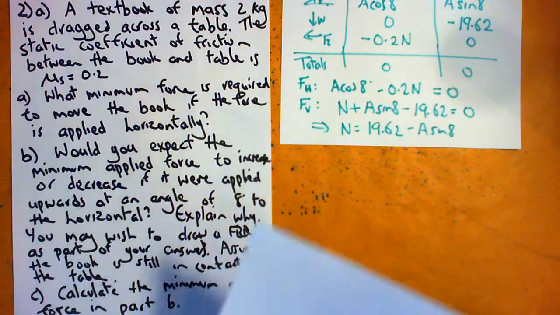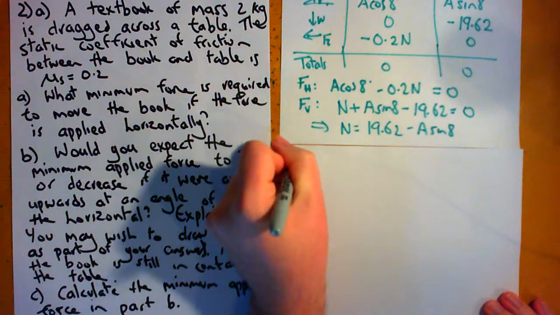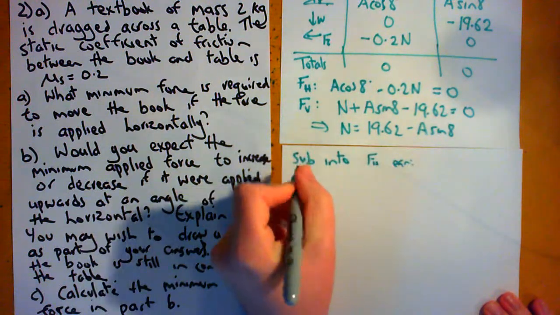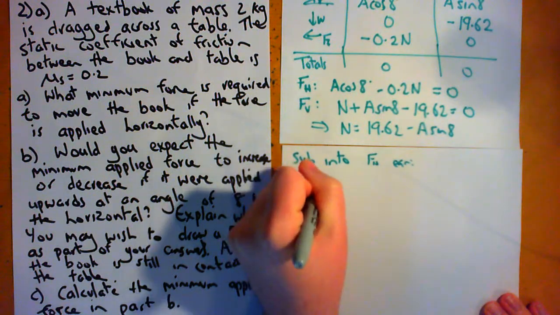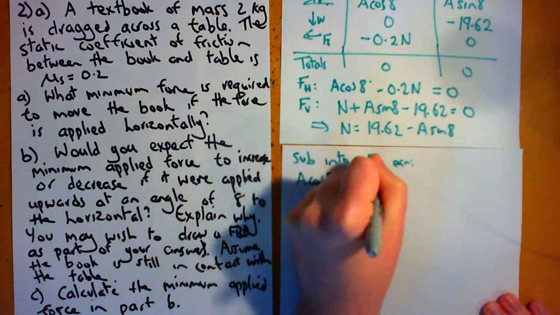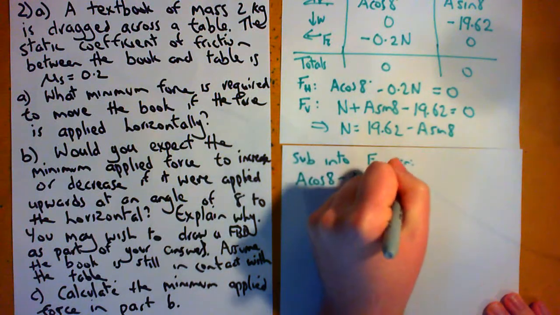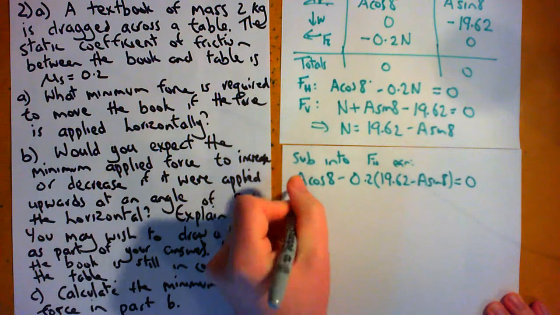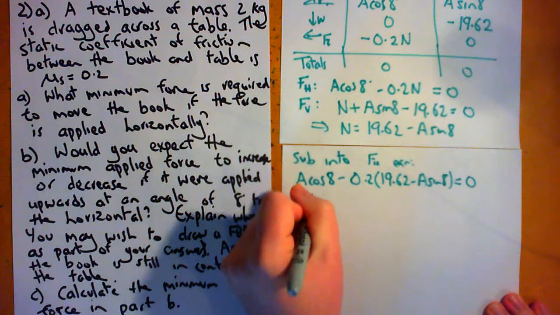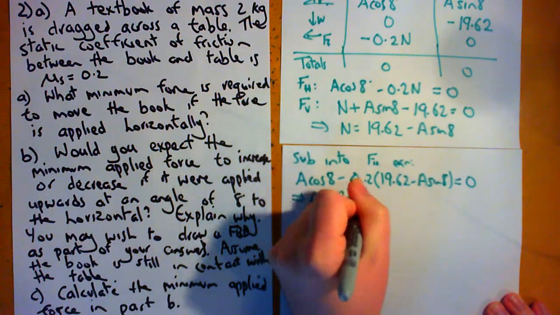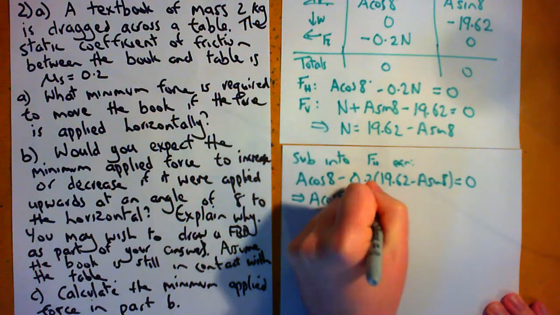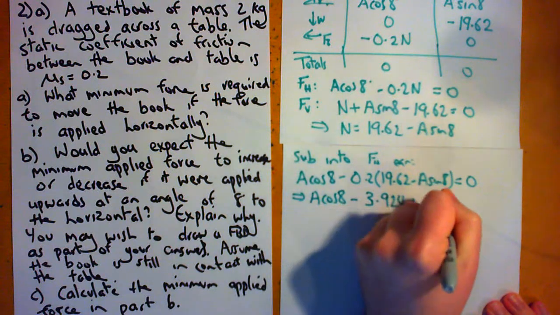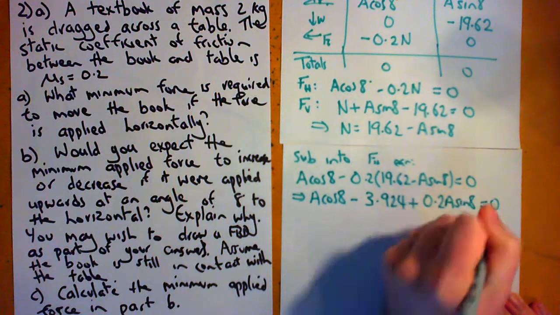Okay, so we're going to now substitute that into the FH equation. And if we do that, we get A times cosine of 8 degrees minus 0.2 multiplied by (19.62 minus A sine 8) equals 0. And let's multiply that 0.2 into the bracket, so therefore we get A times cosine of 8 minus 0.2 times 19.62, which is 3.924. Then we've got minus times minus, so we've got a plus 0.2 A sine of 8 equals 0.